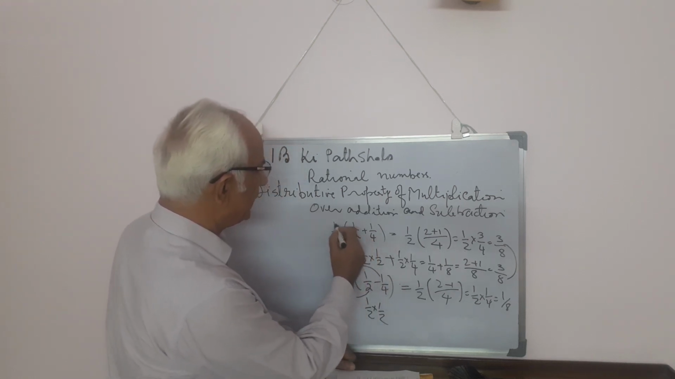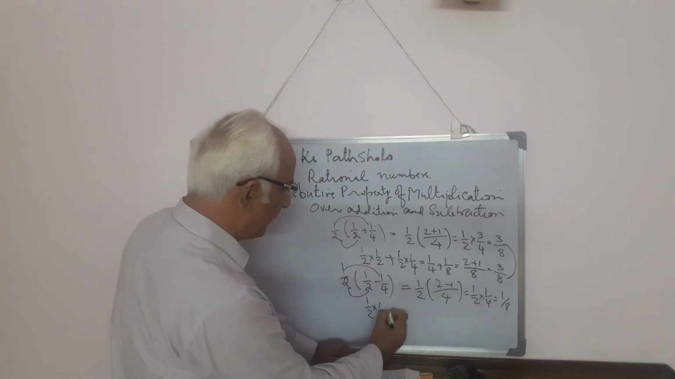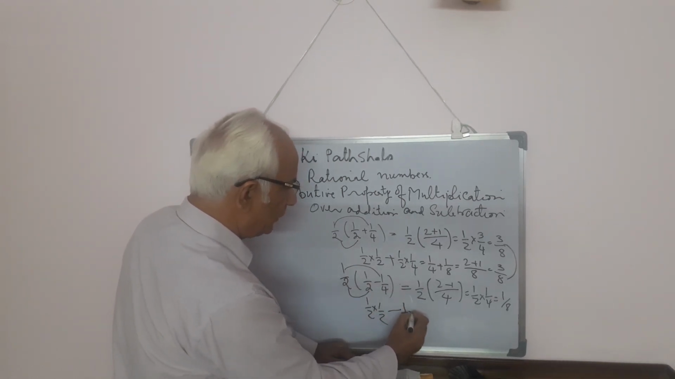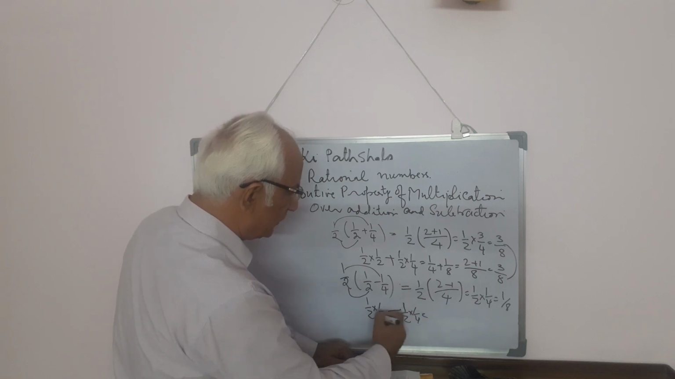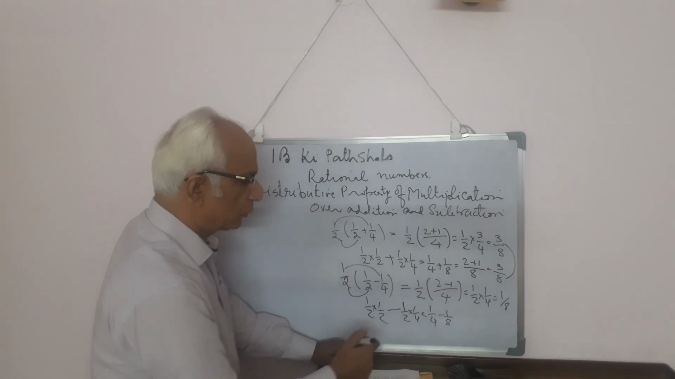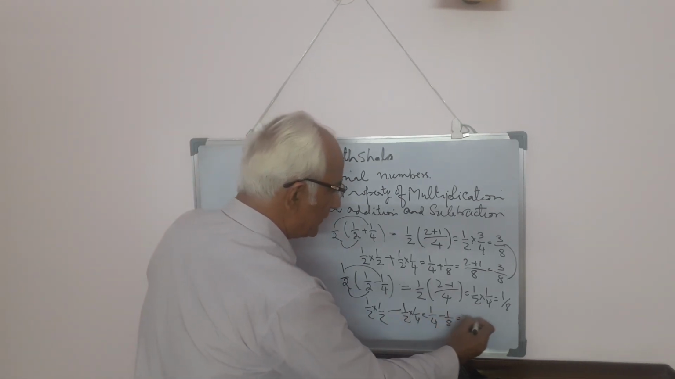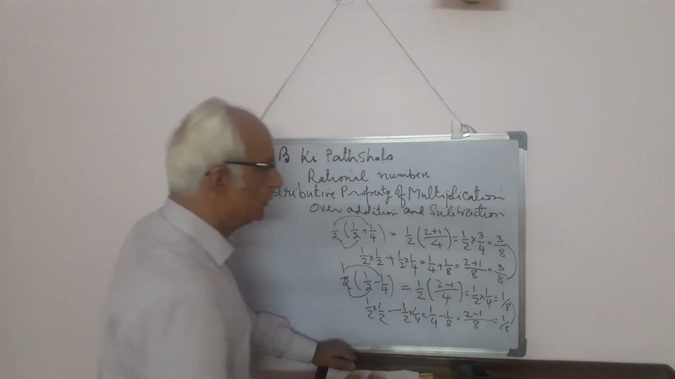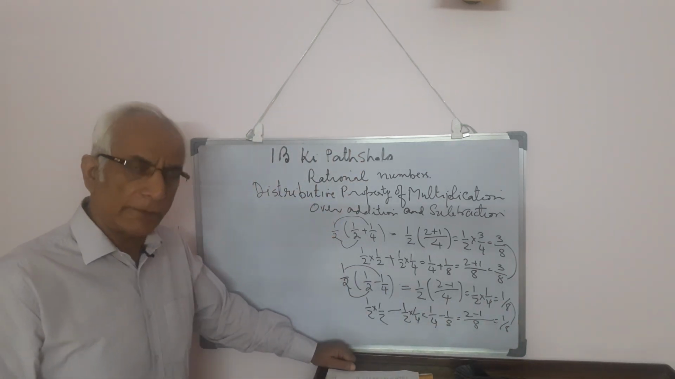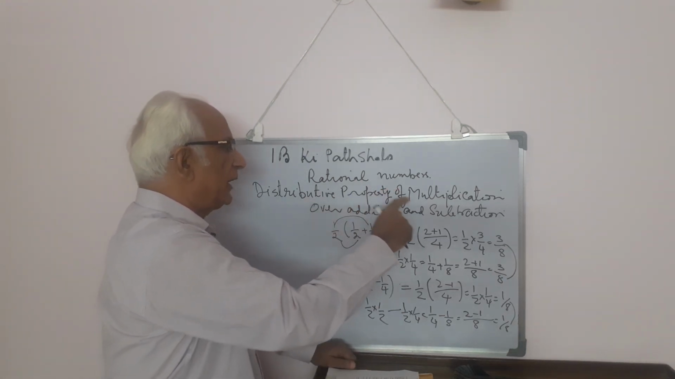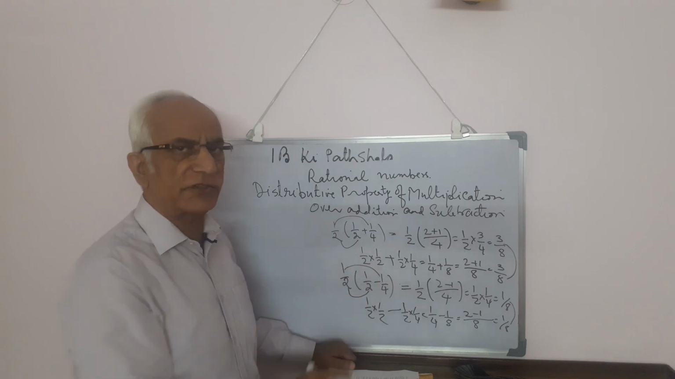We multiplied here and multiplied here, minus, because they are to be subtracted, 1 upon 2 into 1 upon 4. So this will become 1 upon 4, and this will become 1 upon 8. They are to be subtracted. LCM is 8. 2 minus 1 is 1 upon 8. Same answer. So even for rational numbers, the distributive property of multiplication over addition and subtraction is true.